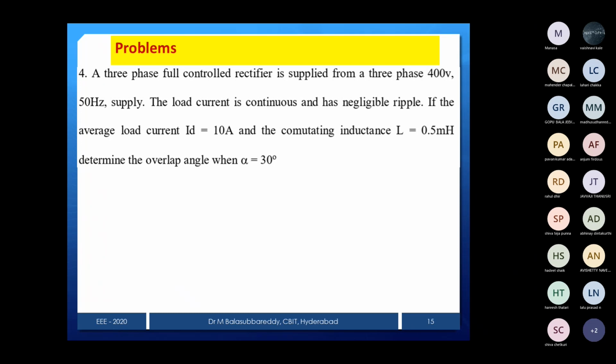And another problem, you can see a three phase full converter supply of 400 volts, 50 hertz, the load current is continuous with negligible ripple, the average current is 10 amperes, and the inductor value is 0.5 millihenry. Determine the overlap angle when alpha is equal to 30 degrees. So here they ask directly for the mu value. If the mu value is required, then first of all what we need is the average output voltage. Once you know the average output voltage, you will get the mu value.